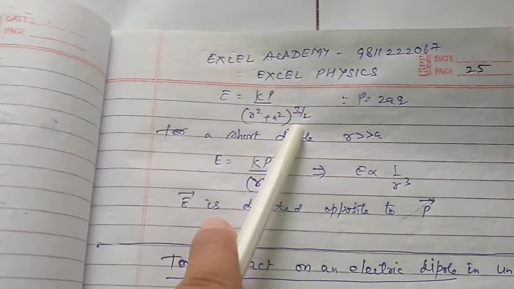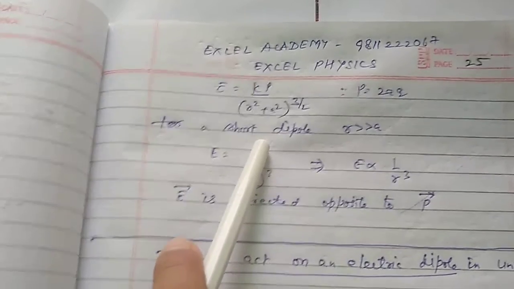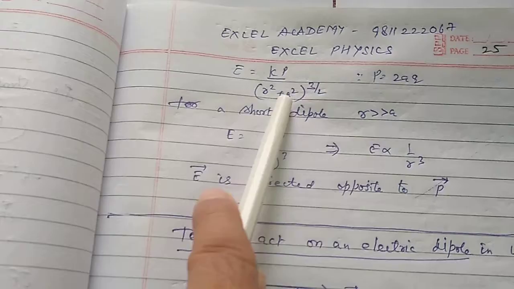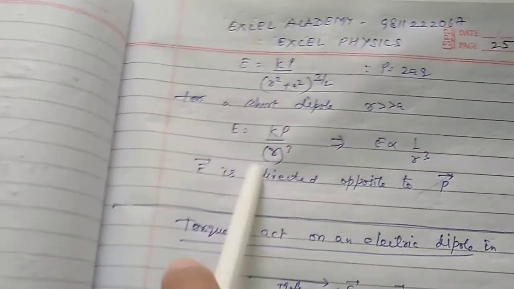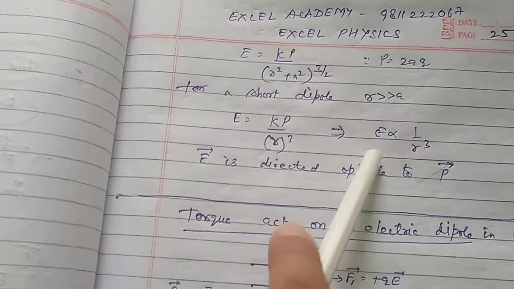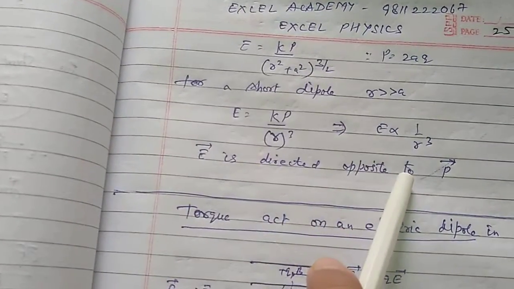If you take point P very far, taking a short dipole, then it will behave as a short dipole. Then neglect A square in comparison to R square, and you will get KP upon R cube. And you will get E inversely proportional to R cube.